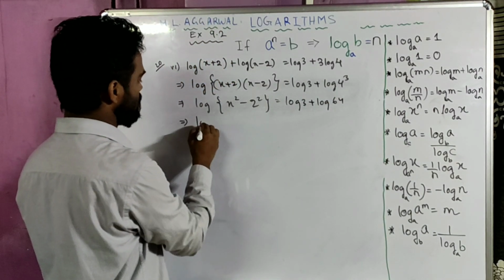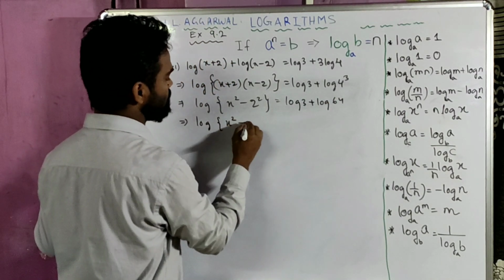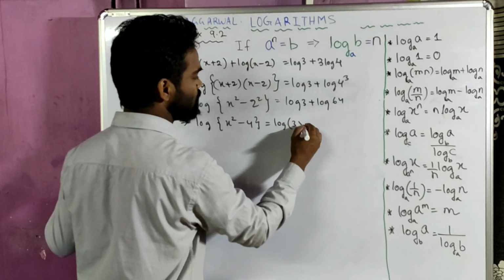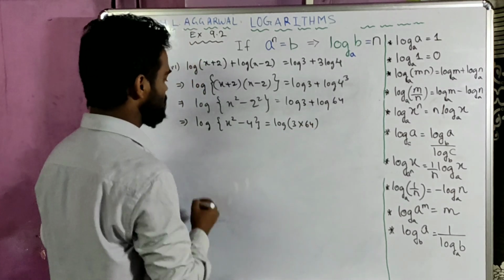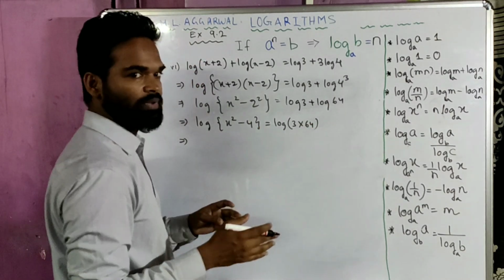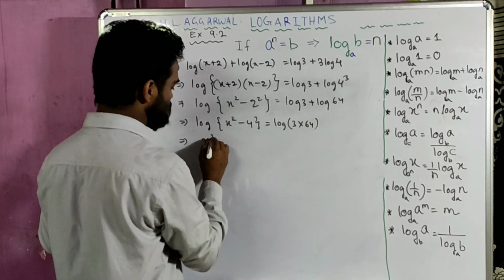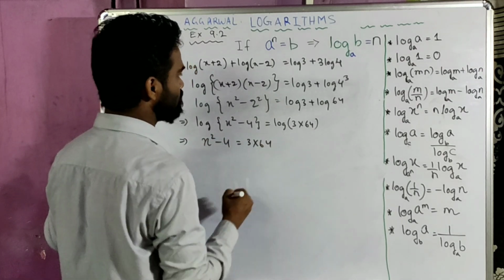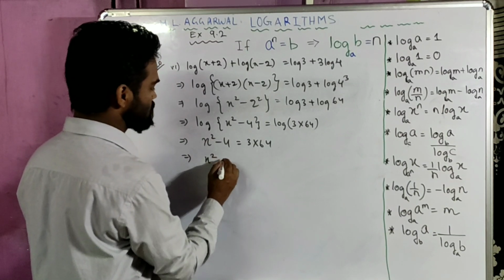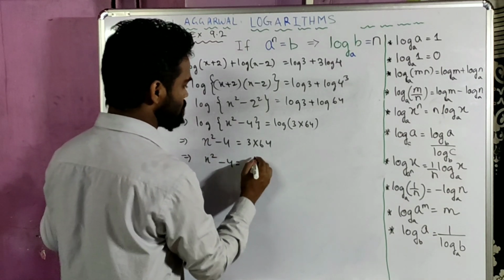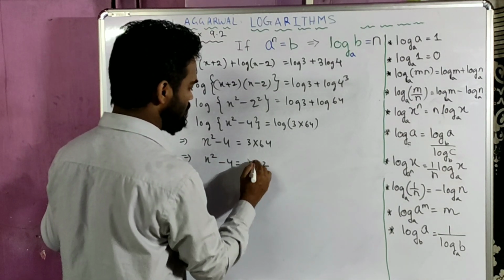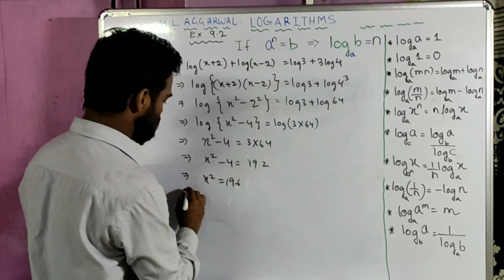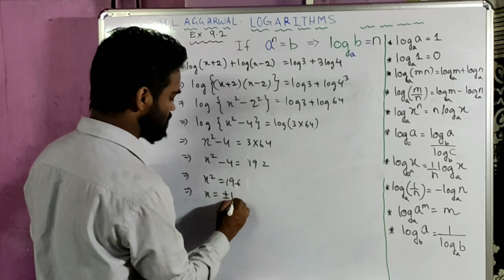So this is log x square minus 4, and this is log, in single log it will be 3 multiplied by 64. Now we know log a equals log b. We can equate a and b. We can say x square minus 4 is equal to 3 multiplied by 64. Am I correct? So this becomes x square minus 4 equals, this is 192. So this is x square equals 196, which means x equals plus or minus 14.